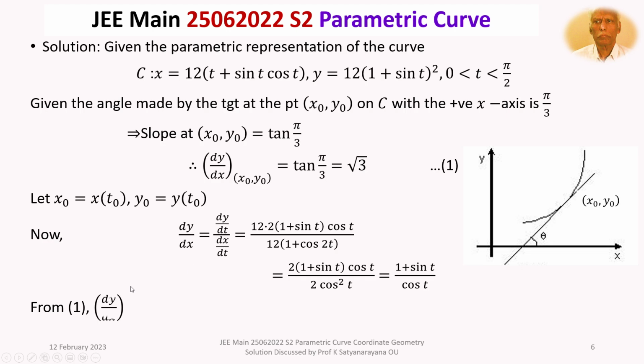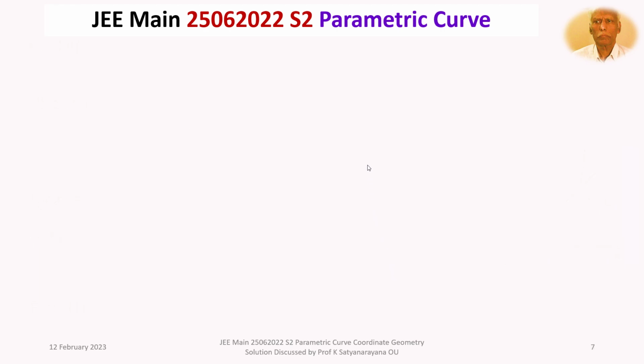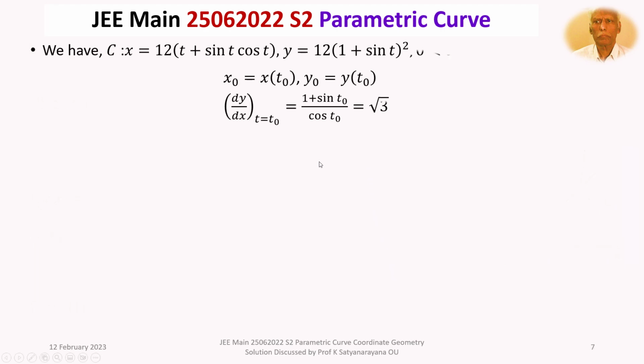So from equation 1, dy/dx at (x0, y0), that is when t = t0, is equal to √3. That implies (1 + sin t0)/cos t0 = √3. That is the story so far: dy/dx at t = t0 is (1 + sin t0)/cos t0 = √3. Cross multiply and then rearrange the terms.